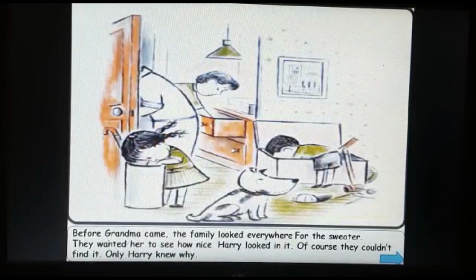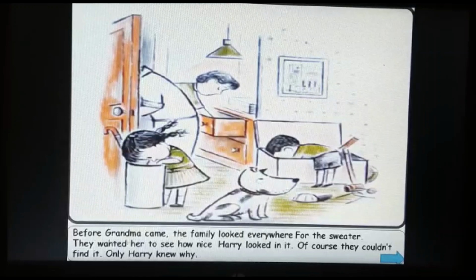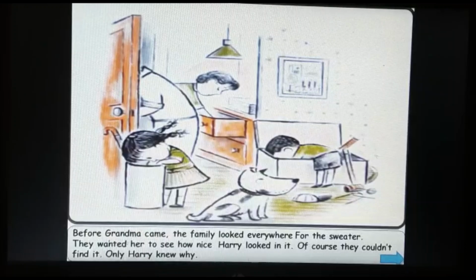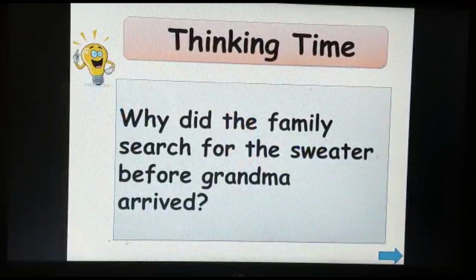Before grandma came, the family looked everywhere for the sweater. See how everywhere they're searching? They wanted her to see how nice Harry looked in it. Of course, they didn't find it. Only Harry knew why. Thinking time. Why did the family search for the sweater before grandma arrived?